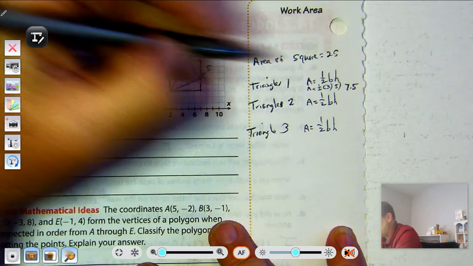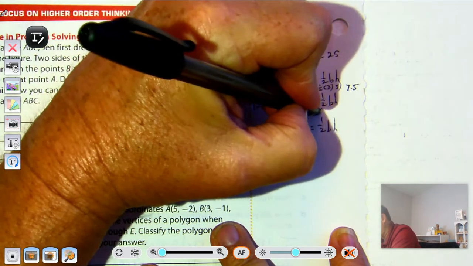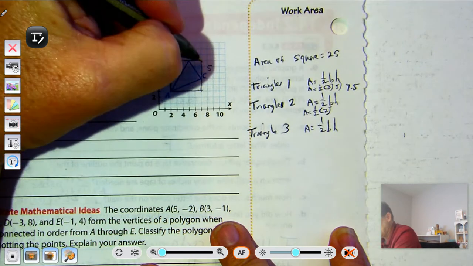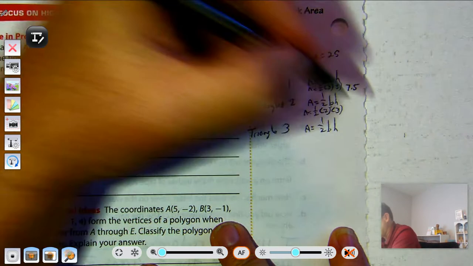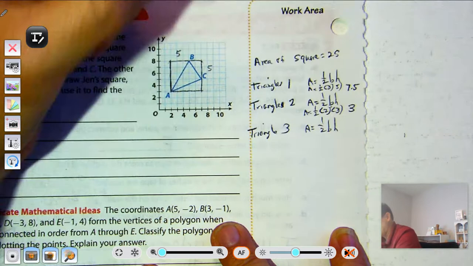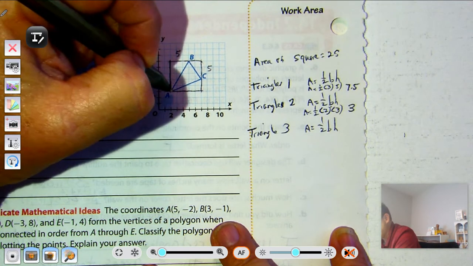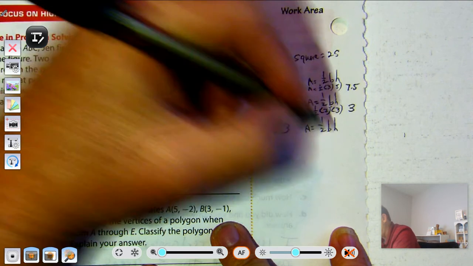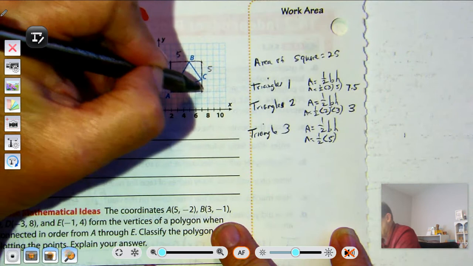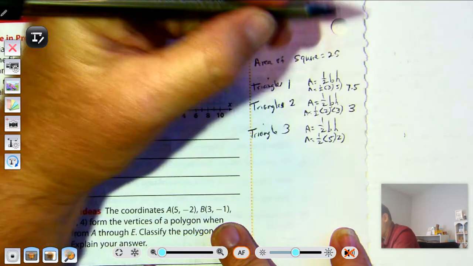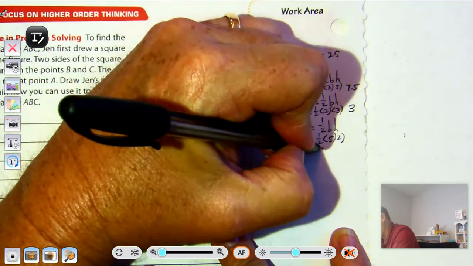This one right here, we have a base of 2, and we have a height of 1, 2, 3. So half of 6 is 3. And triangle 3, we have a base of 1, 2, 3, 4, 5. And we have a height of 2. So we have half of 10, basically. Half of 10 is 5.